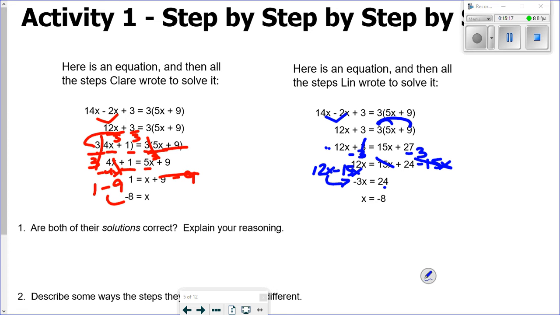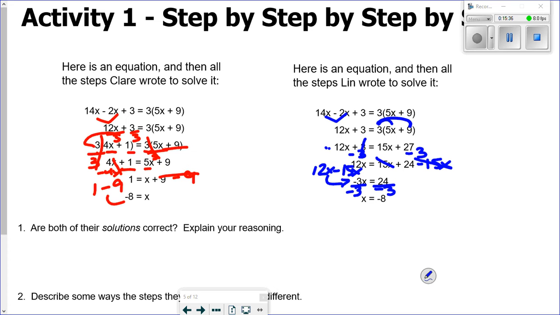Last but not least, she eliminates that negative 3 from the left side. She knows she can do the inverse because it states that it's negative 3 times x, which the inverse of that would be dividing by negative 3. She also knows whatever she does to the left, she must also do to the right.